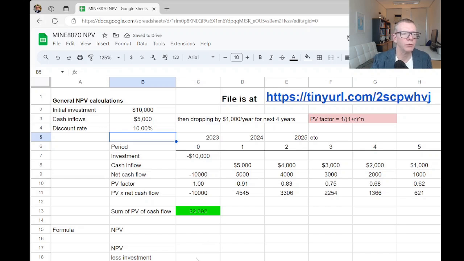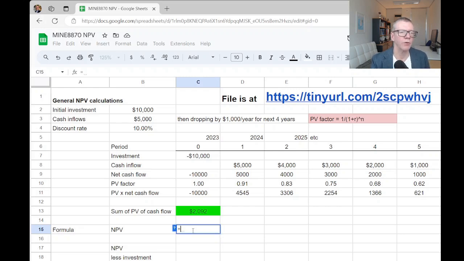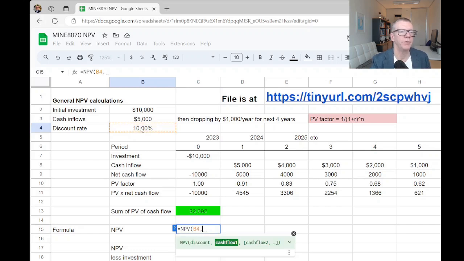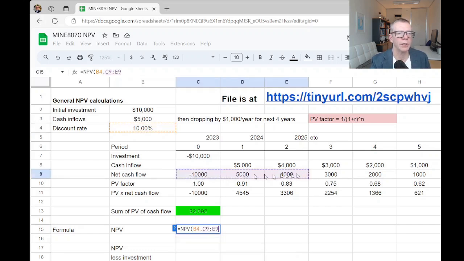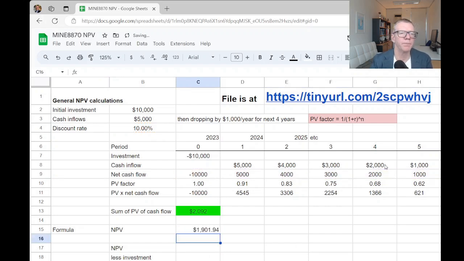You might also note that Google Sheets, as well as Excel, has its built-in NPV calculator. So if I go NPV, and I'm going to hit tab, and I'm going to click 10% as my discount rate, and then I'm going to highlight the cash flows. And now when I hit enter, a weird thing happens. I'm expecting to get the 2,092, but I get 1,902. What's going on here?